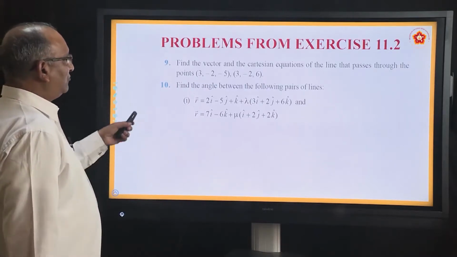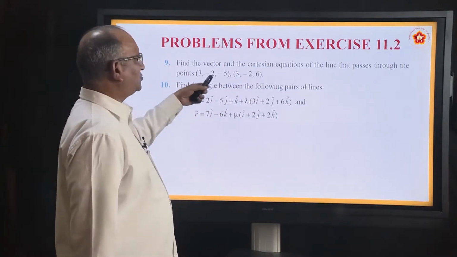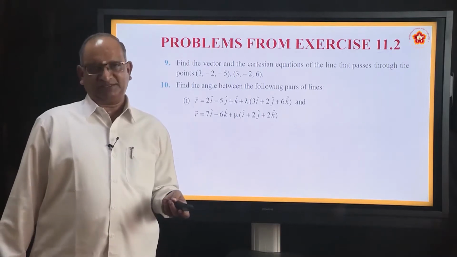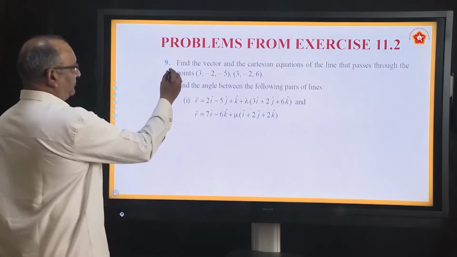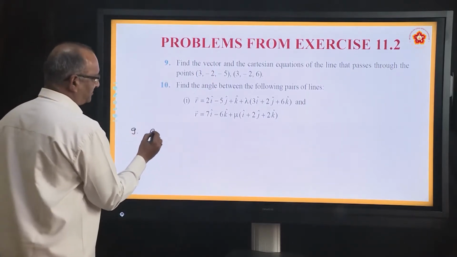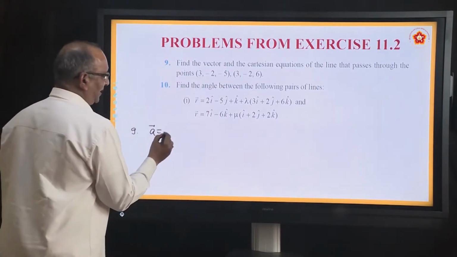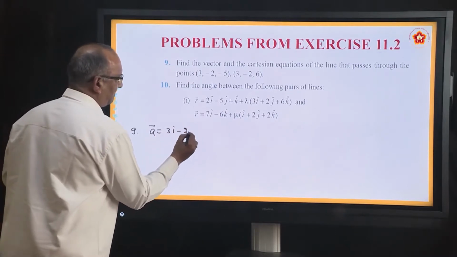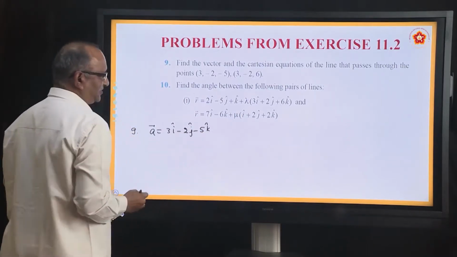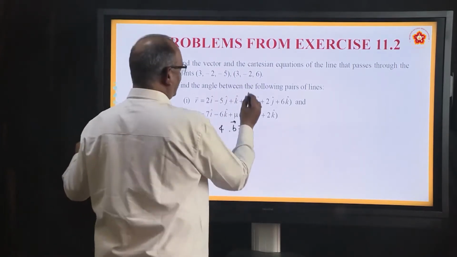Problem number 9. Find the vector and the Cartesian equation of the line that passes through these 2 points. This is a very simple one. Equation of a line passing through 2 points. If you want to write in the vector form, for problem number 9, it is passing through a vector whose position vector is 3i minus 2j minus 5k. This is one vector through which it is passing, and the other vector is 3i minus 2j plus 6k.